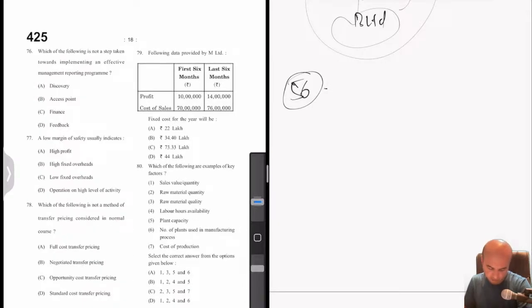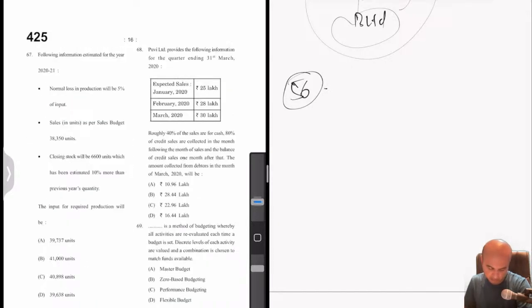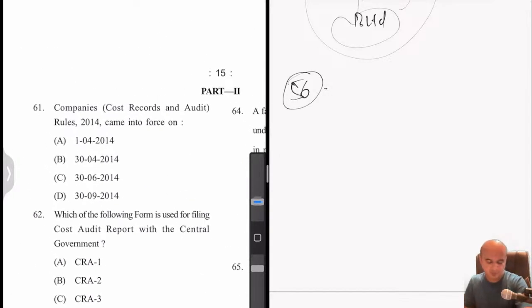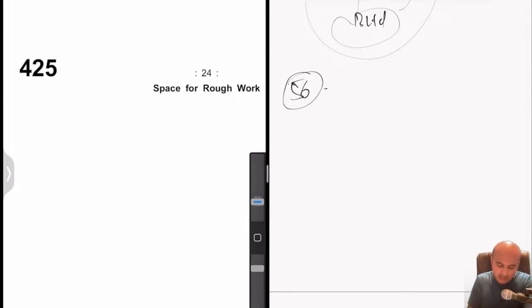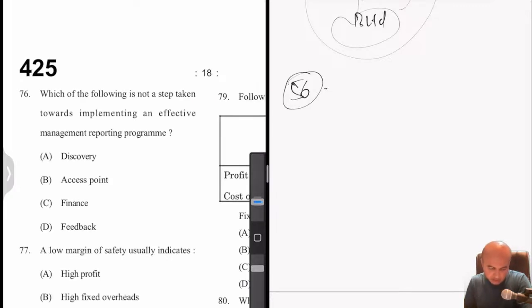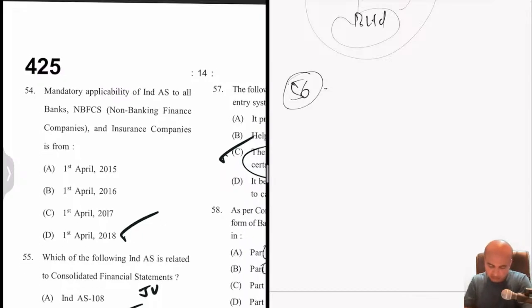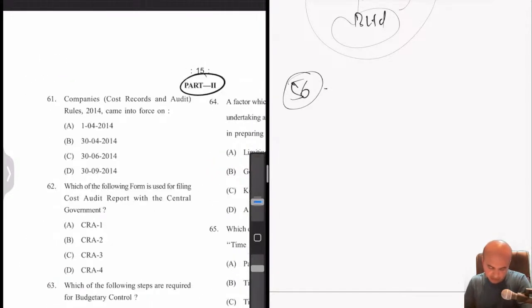No. Where were we? Yeah. Question number 61. Okay. Companies. Now we are in part 2, the management accounting part. The company's cost records and audit rules 2014 came into force. Again, this is based on facts, and there is nothing much here. Everything is 2014. What am I doing here? Accidentally touching this thing, so it is simply moving. Give me a second, guys.